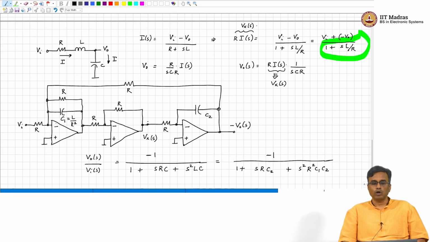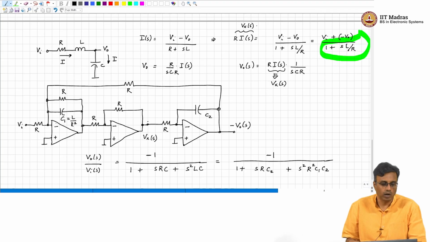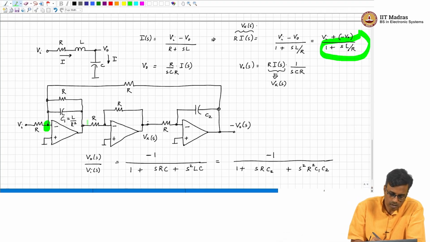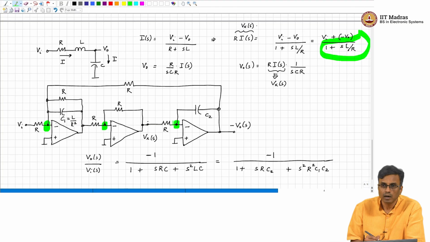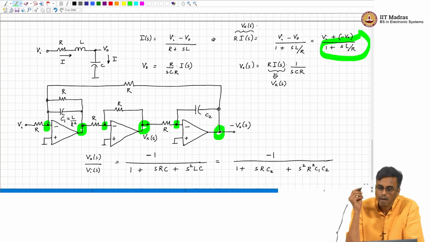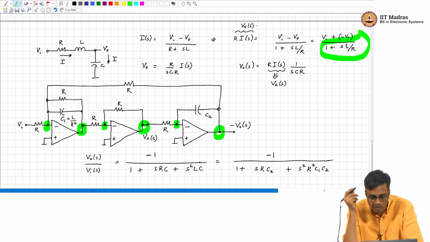And what comment can we make about loading now? The loading will have no consequence, because the output impedance is 0. And what comment can we make about stray capacitances? Every node you can see is either a virtual ground or the output of an op amp, so stray capacitances do not matter.